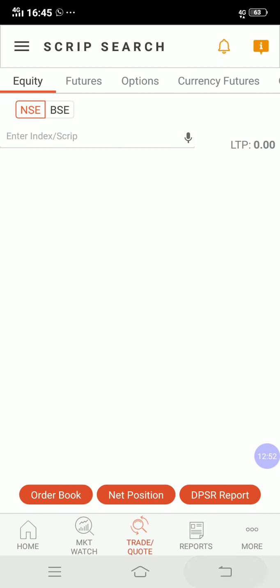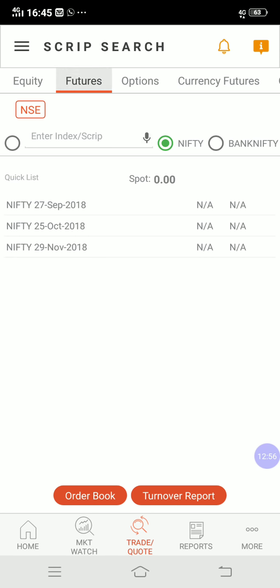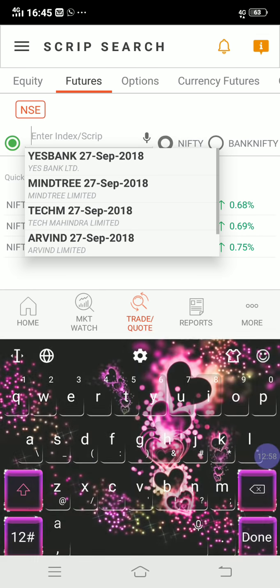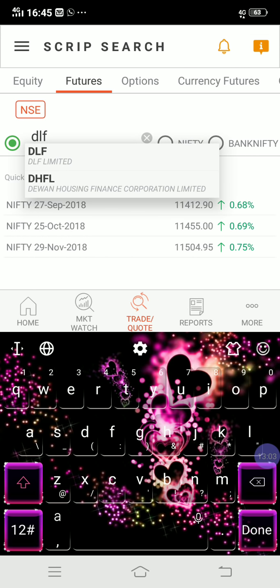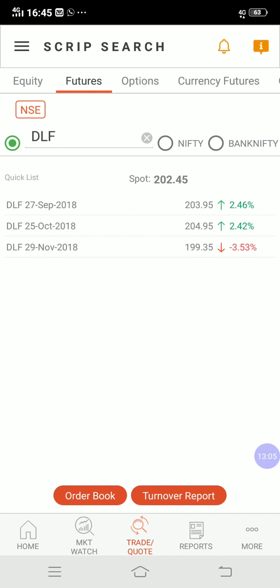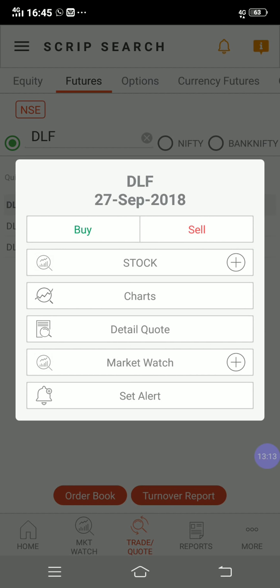And now I'm going to futures. I want to buy any of the futures, DLF. Again, I'll go for the DLF itself. So we have three futures here, 3 months ka futures: September, October, November. So what I do is that I would like to go for September. So buy. It's our wish whether you want to buy or sell. So I'm just clicking on buy.